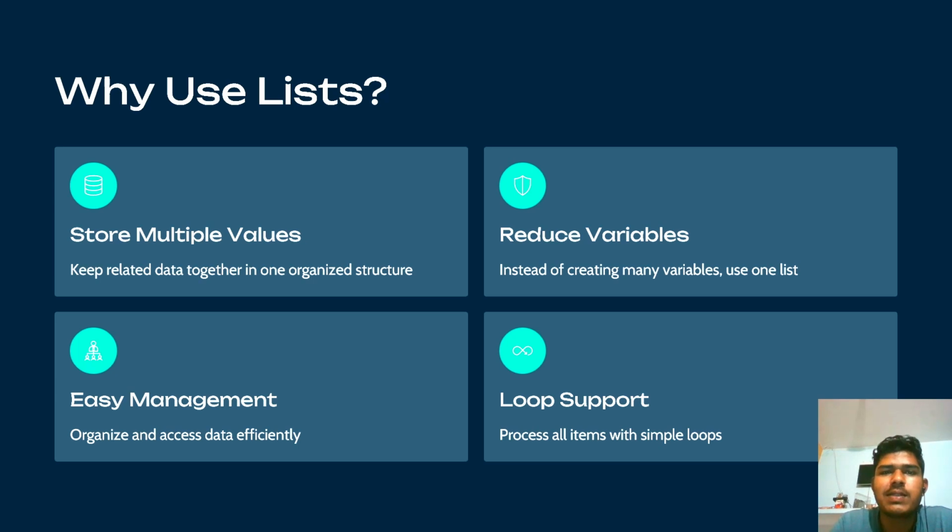So why do we use lists? A list is used to store multiple values and keep our data in an organized structure. Second, it is used to reduce variables. Instead of creating many variables, use one list. And it is easy management, like we need to use our data in an organized way and access data efficiently. And the fourth one is loop support. It is used to process all items with simple loops.